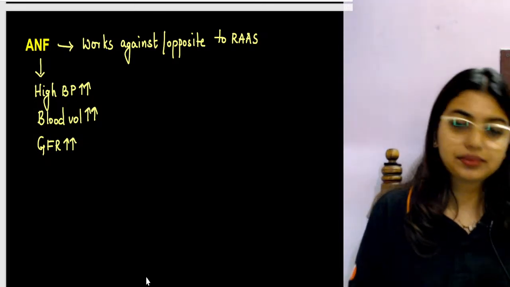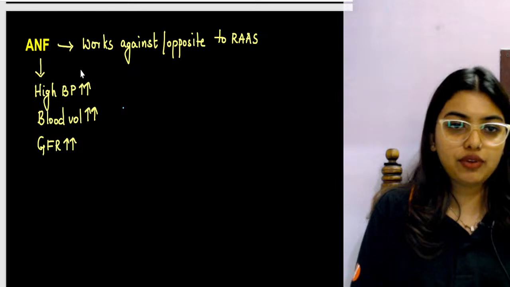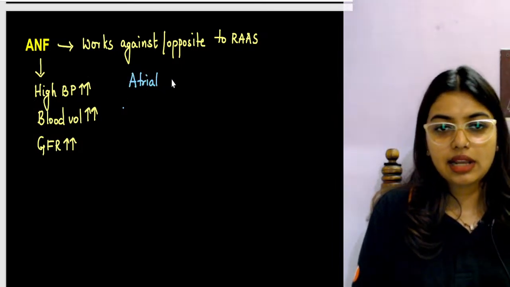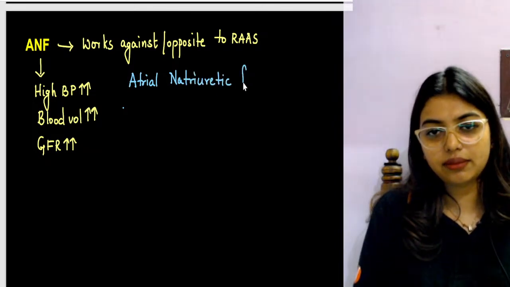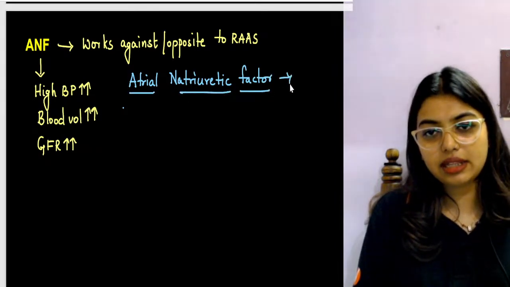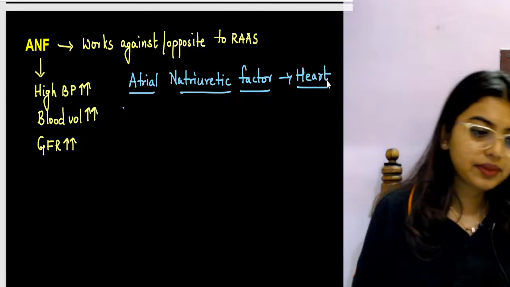Clear or not? So ANF full form is atrial natriuretic factor. Atrial natriuretic factor, which is actually released by the heart. Released by whom? By the heart. Clear?